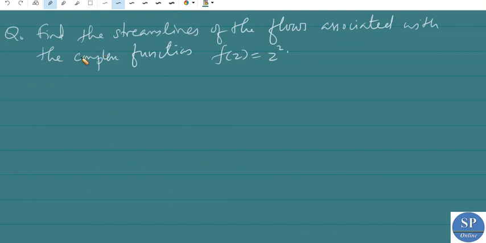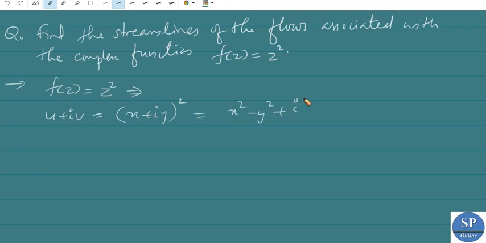Next question we have to discuss is to find the streamlines of the flow associated with the complex function f of z is equal to z square. In this case, we have f of z equal to z square, that implies u plus iv is equal to x plus iy whole square, which is nothing but x square minus y square plus i into 2xy. Comparing the real and imaginary parts, we get u equal to x square minus y square and v equal to 2xy.